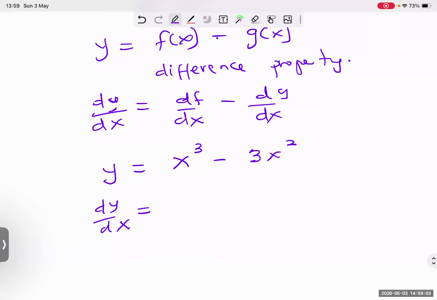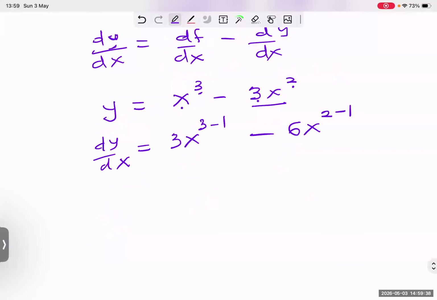To differentiate the first term, we have x cubed. It's in a power form. So using the power rule of differentiation, multiply the 3 by the x, that will give us 3x. Subtract 1 from the power, 3 minus 1. Then minus, we differentiate the 3x squared. It's also in the power form. Using the power rule, multiply the 2 by the coefficient of the x. 2 times 3, that will be 6x. Subtract 1 from the power.